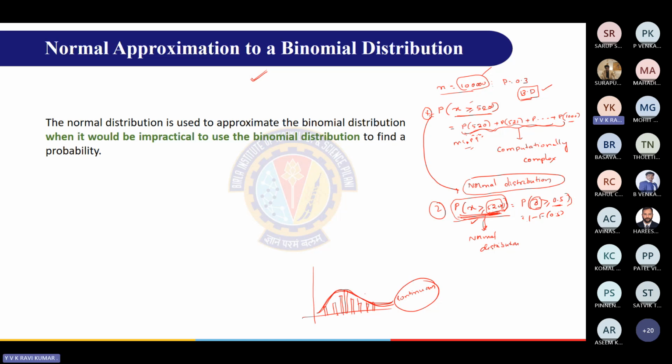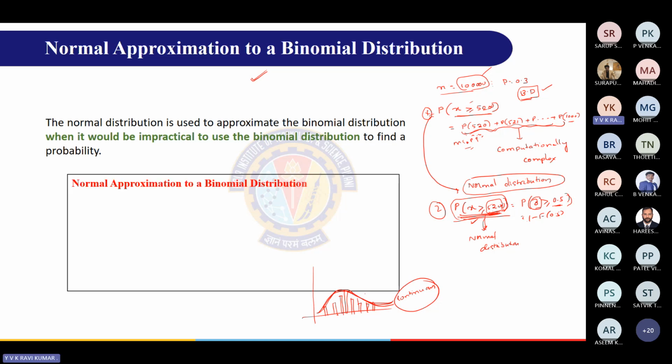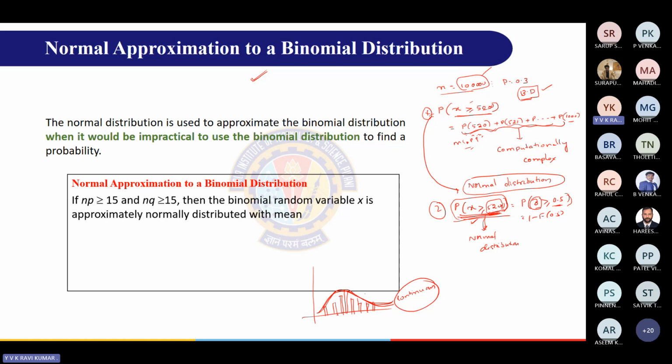So in this aspect, how do we do it? The next question is very simple. Here z equals x minus mu by sigma, right? Now the approximation is that we assume it follows binomial, and instead we assume that it follows normal. Then it becomes x minus the mean of the distribution, and for the binomial distribution the mean is np, and the denominator is the square root of npq. That's it.